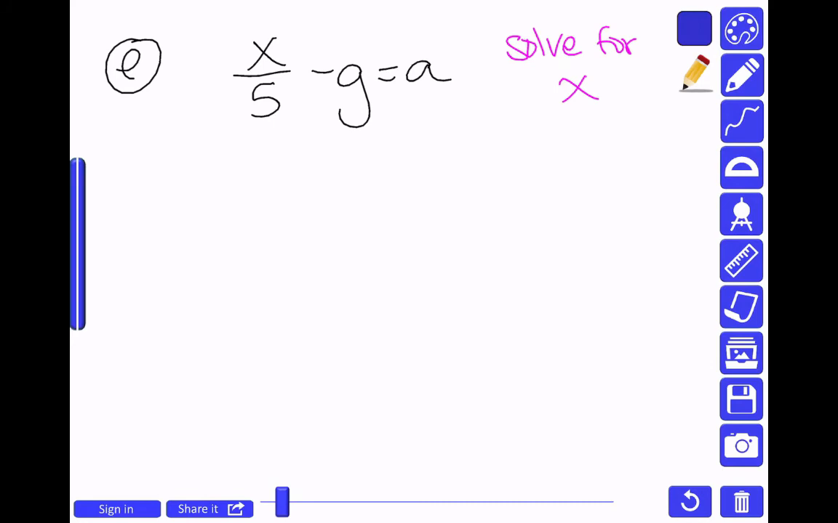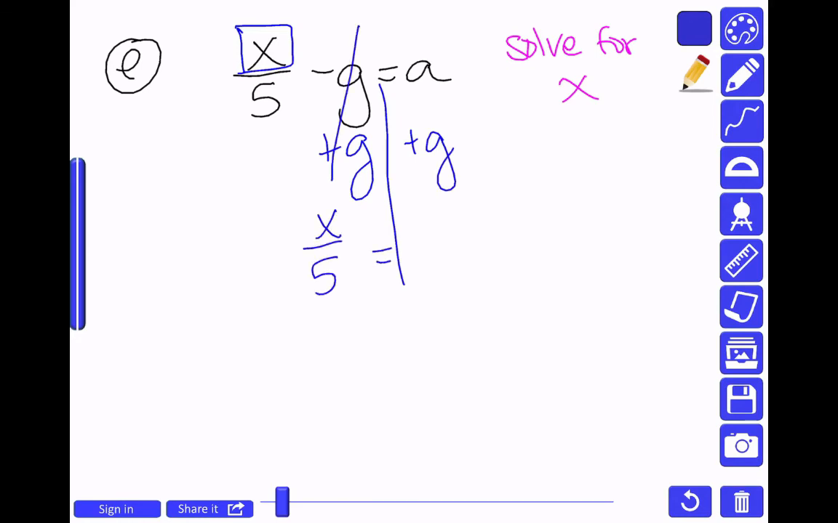Our last example here isn't a formula for anything in particular. It's just an equation with a bunch of different variables. So we're going to solve for x. So the first thing I need to get rid of is my g. So I'm going to add g to both sides. So now I have x over 5 equals a plus g. Now, again, I still need to get x by itself. The 5 is being divided, so to get rid of it, I'm going to multiply by 5.